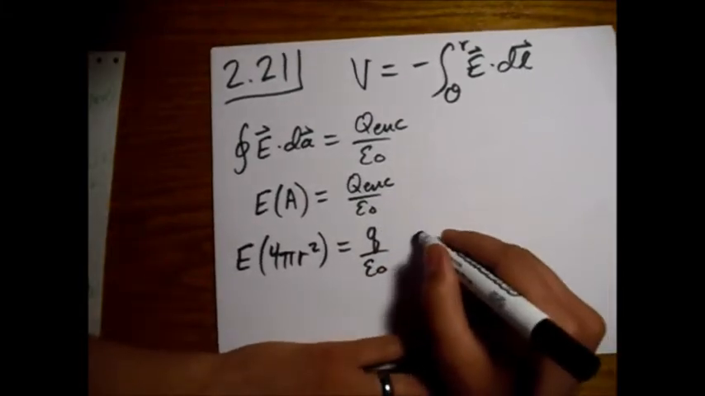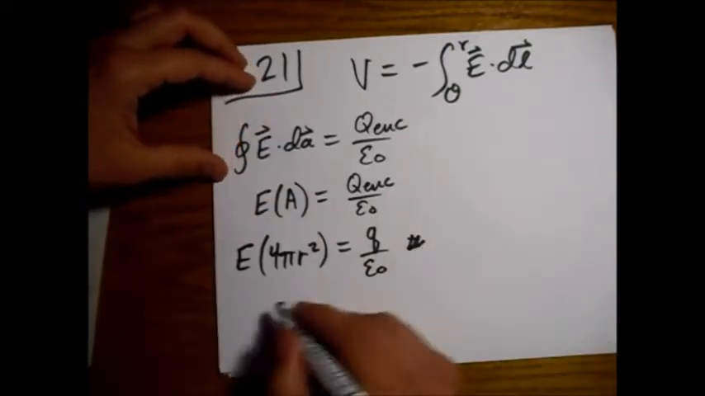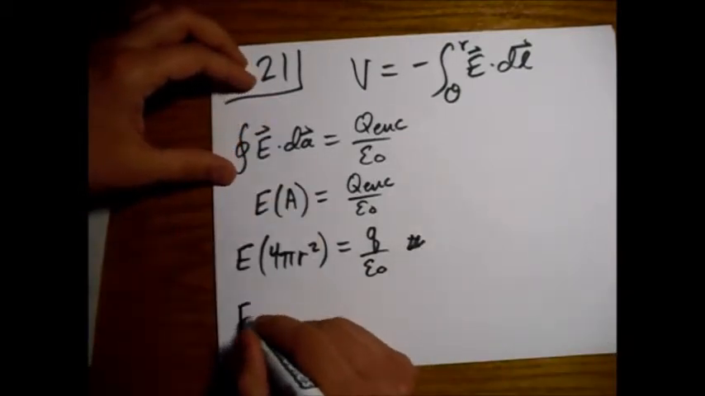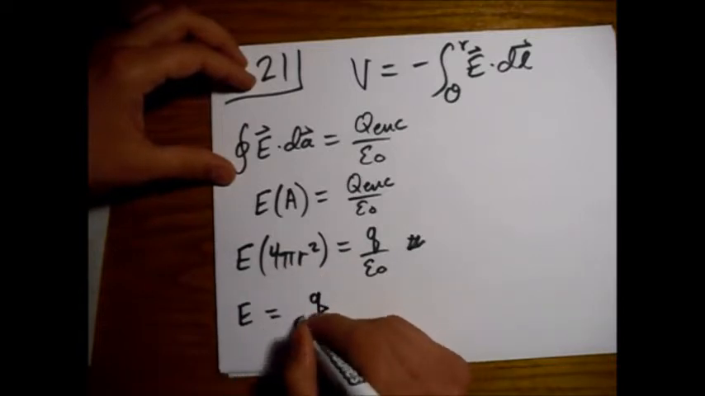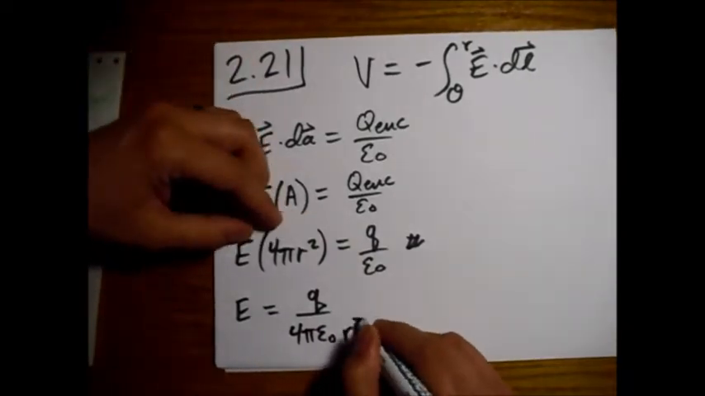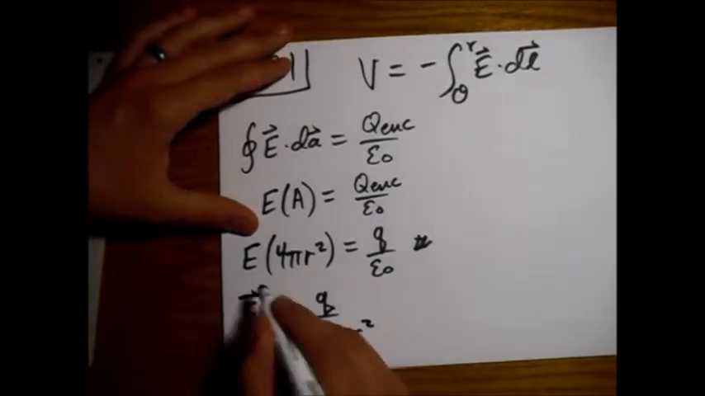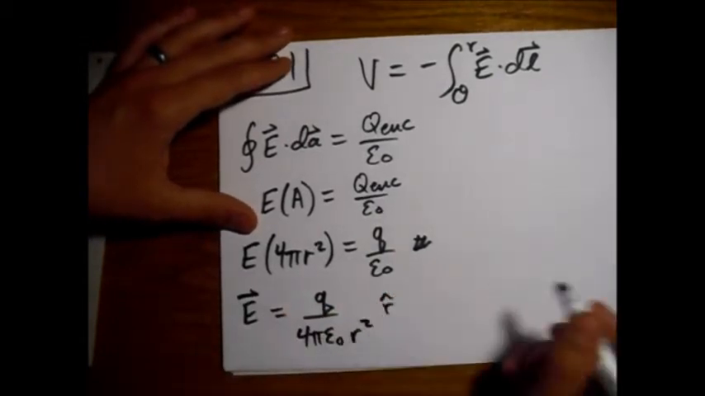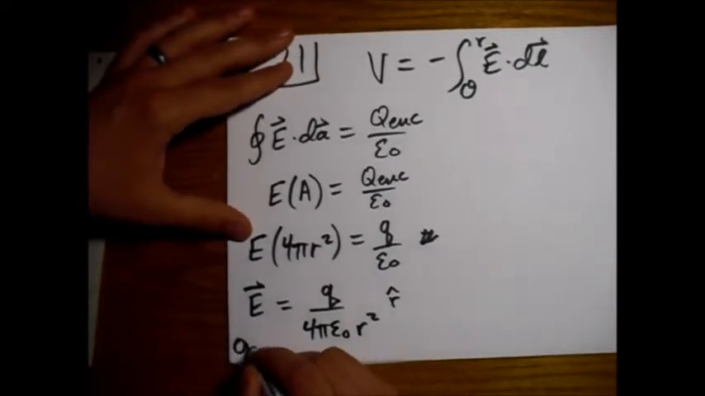So this leads us to, we just divide right here, q over 4 pi epsilon naught and then r squared. And again, we know the direction of this vector, so we go ahead and make it a vector, in the r hat direction. So this is outside.